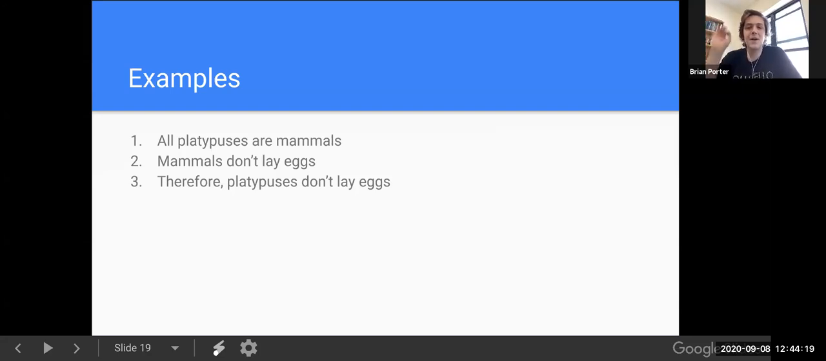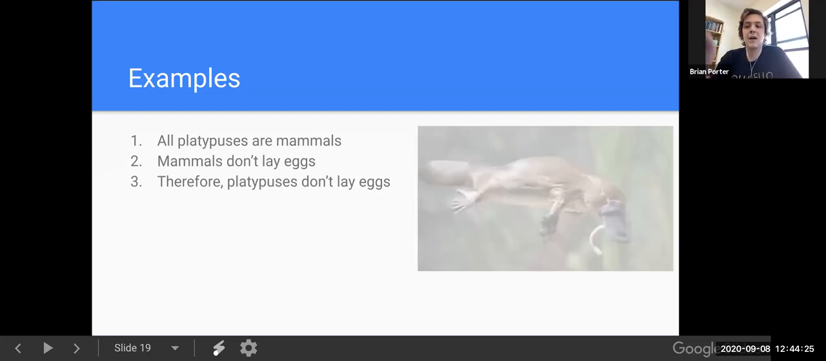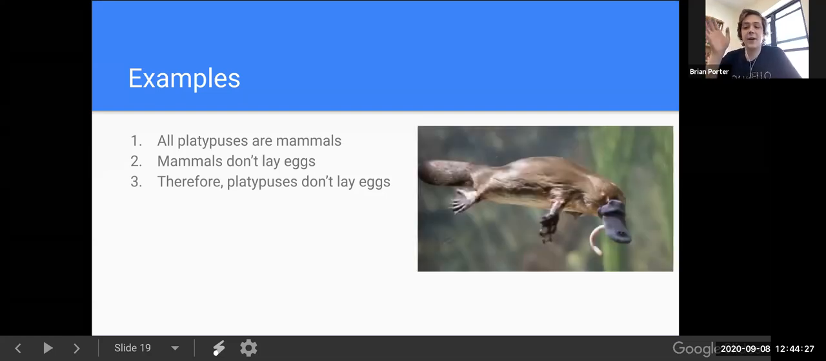Premise one, all platypuses are mammals, right? Platypus is a kind of animal, looks like that. It's a very weird thing. It's got a beaver tail and a duck bill, but it basically looks like a beaver or like a sort of rat looking thing. It's got webbed feet and it's venomous. It's a weird animal. It's from Australia. So, but it is a mammal. So platypuses are mammals.